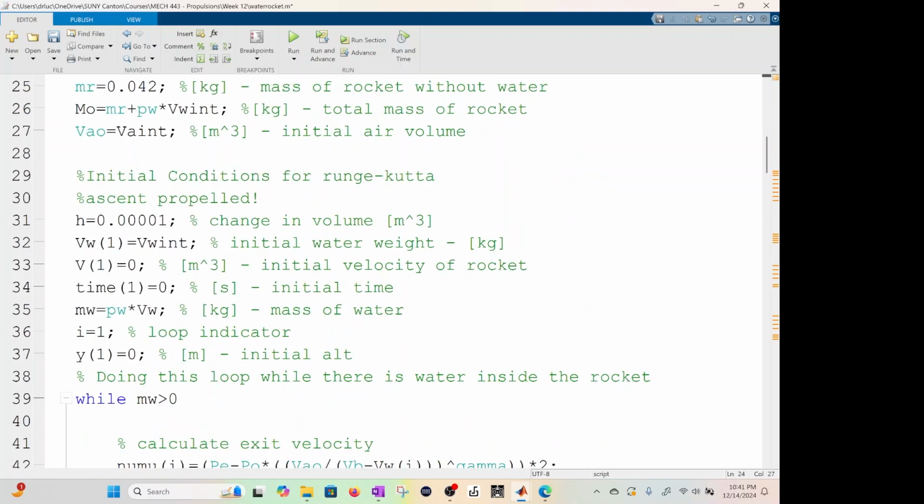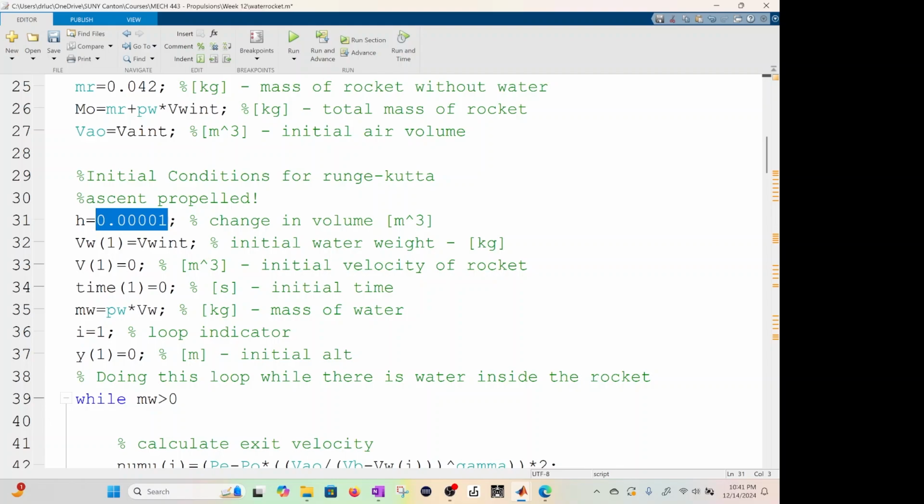Then I'm using a numerical method called Runge-Kutta. I believe it's a 4th order Runge-Kutta method. Don't worry too much about that. But the way I'm doing this is I'm actually changing the water height or the water volume by a small amount, and then determining, okay, what is that time step, and doing the numerical method that way.